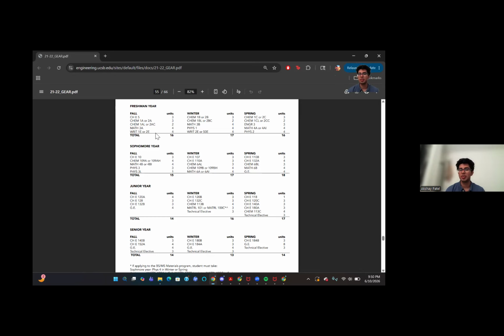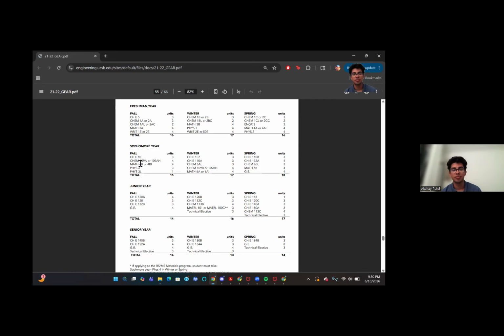Okay, cool. So your freshman year, fall quarter, you take your introduction to chemical engineering, your chemistry lab, your math class, and some writing class because it's a requirement for the university. Winter quarter, you take no chemical engineering classes now: chemistry lab, math, physics, and your writing requirement. Spring quarter, you take your chemistry lab, your math lab class, your math class, your physics 2 class.